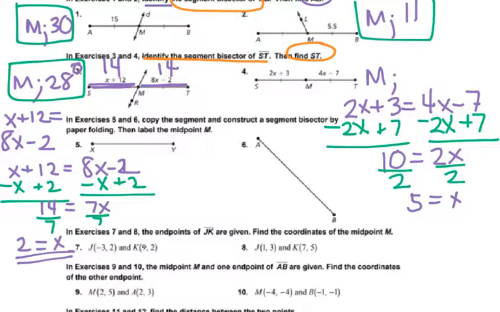Now I can go back to the original problem and I can plug it into either here, 2x plus 3 to get 13, or 20 minus 7 to get 13. So if those are both 13, then you add them together. Your answer is 26.